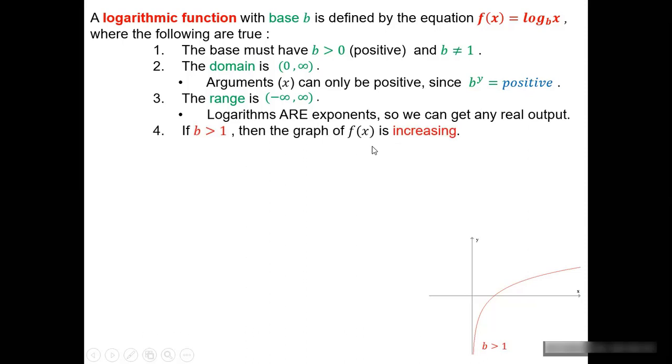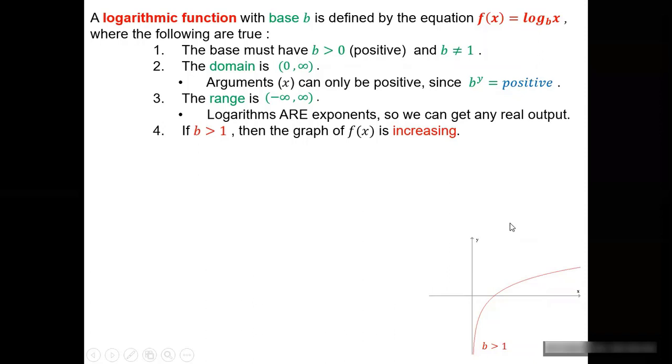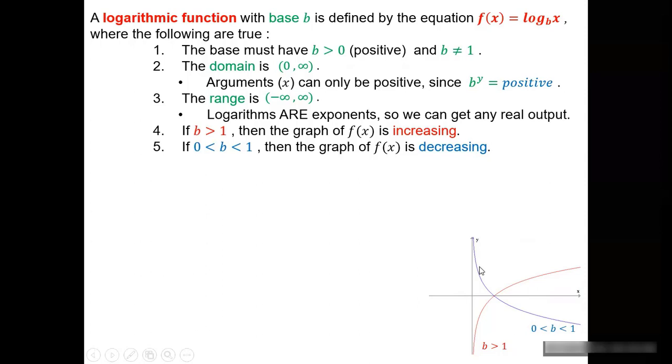Now, if we recognize that b is greater than 1, then the graph of f is going to be increasing. So if I have a base of 2 or a base of 3, try to relate this to an exponential, that would end up increasing as well. But if the b value is a fraction, now the logarithm is going to be decreasing. So the y-axis will be a vertical asymptote for both graphs. But if it's an increasing function, the graph will go down to negative infinity. And if it's a decreasing function, then the graph will approach the asymptote going up to positive infinity.